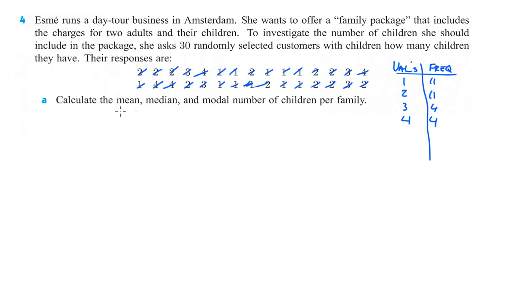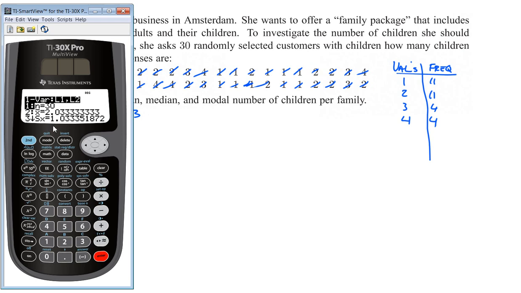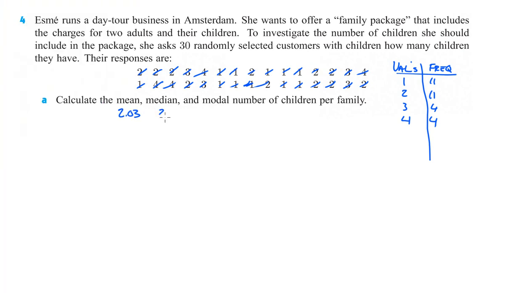So the mean is 2.03. The median, if we scroll down, will tell us. Okay. Median is 2. And then the modal number, the modal class, there's 2 that both have the most. So that means 1 and 2 is going to be the mode for that one there. Okay.